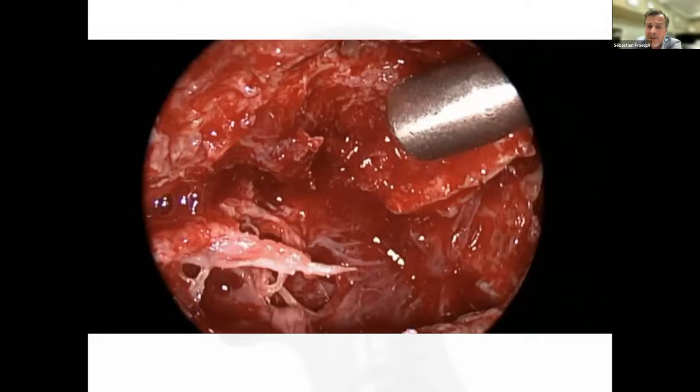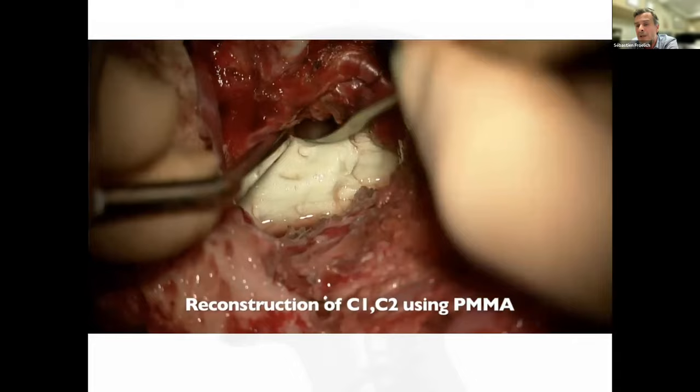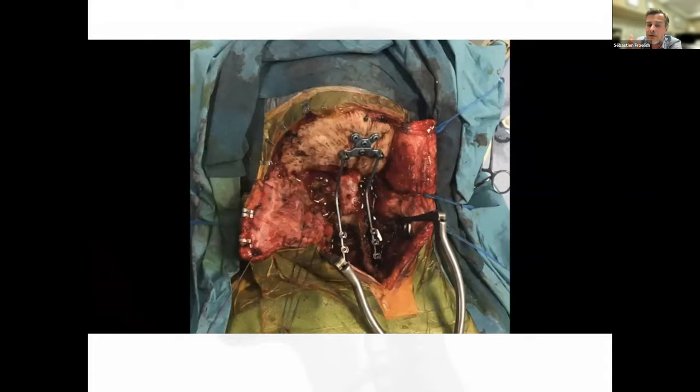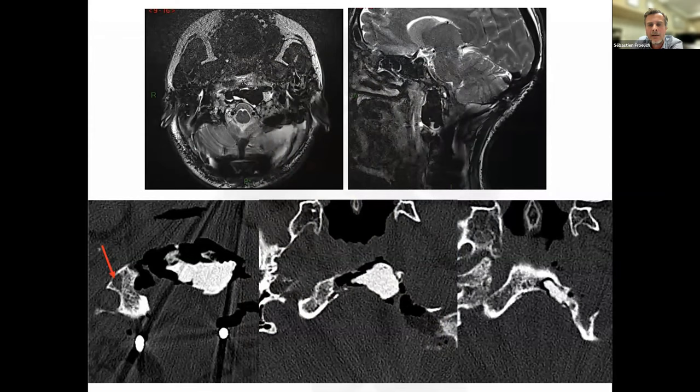And then we go to the opposite side, a little bit of exposure from behind also, without transposition on the opposite side. And at the end, we put a piece of cement. And the main advantage is that we can do the fixation during the same stage of the surgery. It's a kind of all-in-one resection. So that's a post-operative MRI, post-operative scan on the fixation.